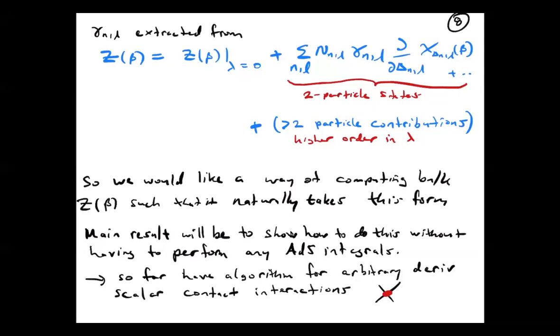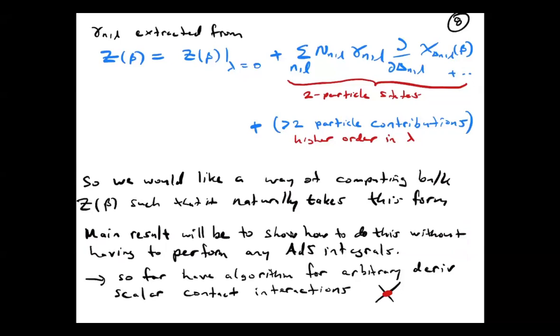Okay, so I'd like to find a way of massaging the bulk Z of beta so it just takes this form automatically. In particular, I want to avoid having to do any AdS integrals. What I don't want to do is go and explicitly compute Z of beta in its full glory and then try to expand it into this form. I'd like to bypass all that and get the expansion to happen automatically. And so the main result here will be to show how to do that.